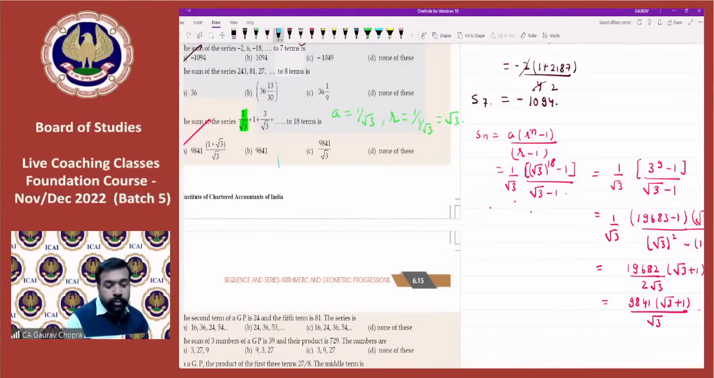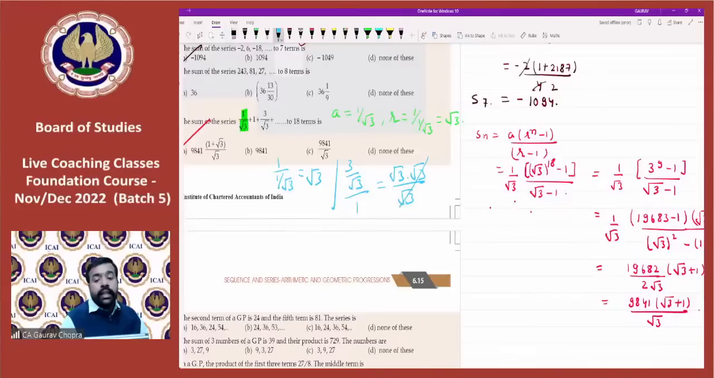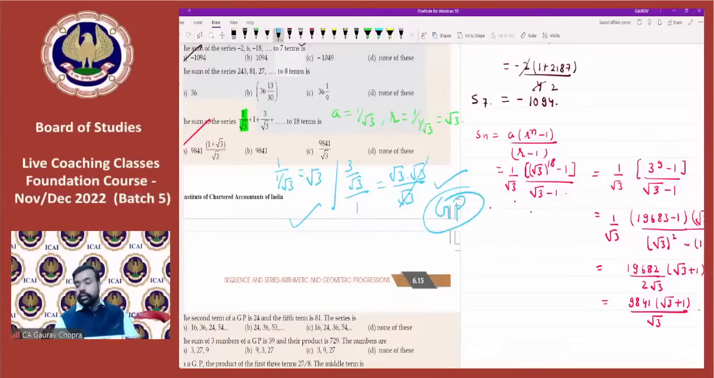Like what is the second term? 1 divided by first term. What you are getting? Root 3. Similarly, third term upon second term. Third term is 3 upon root 3 divided by 1. This is again root 3 because 3 can be written as root 3 times root 3, so root 3 upon root 3 cancels and we will get again root 3. So the ratio is common here. So it is GP. Okay. So you have to be careful while calculating the common ratio. All right.